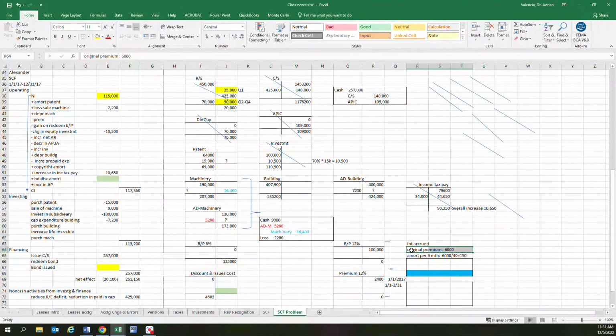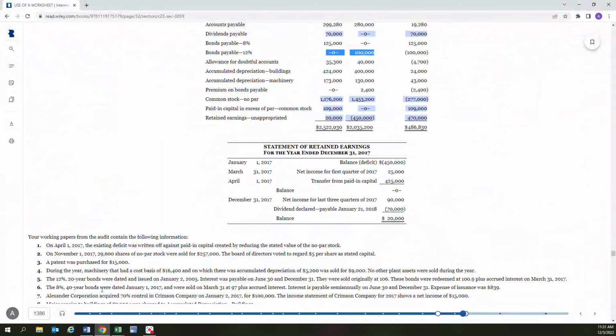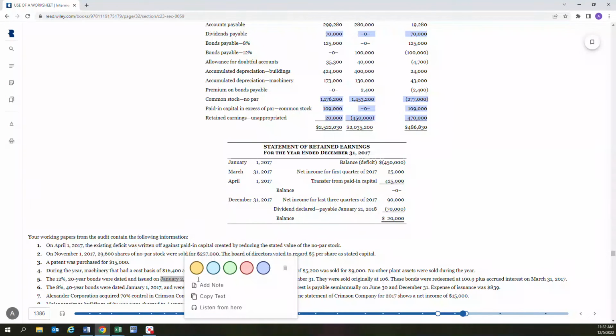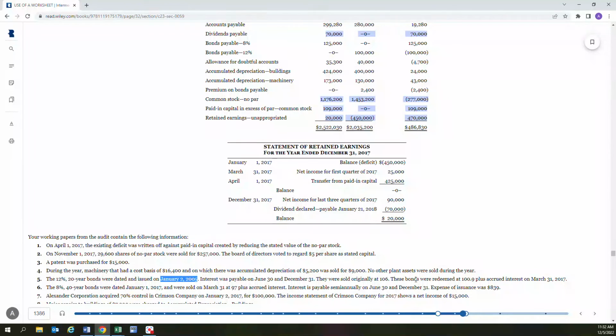Now, how many years have passed since the issuance of that bond? So let me look. This bond was issued January 2nd of 2005, and now we're in 2017. Oh, I'm sorry, 2016. Okay, before we do this adjustment, this is the beginning balance, right? So that's going to be a total of, and I'm going to do my math here and then I'll get back to you so I can make sure I get the right amount of years.